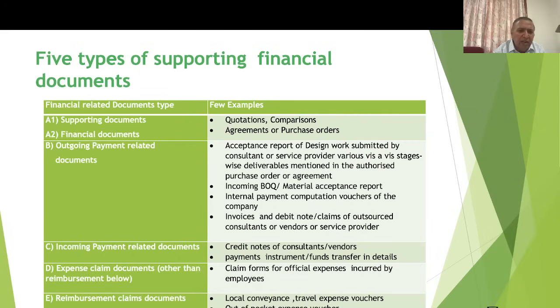Now, there can be at times even incoming payment related documents received by the designer. This can be credit notes of the consultants and vendors or payment instruments sometimes received from these people as refunds, etc. Expense claims documents. This is document type D, which I am talking about. This column has the claim forms for the official expenses incurred by the employees, the design team. Reimbursement claims documents. This is like local conveyance, travel expense vouchers, out-of-pocket expenses, etc. These are the supporting documents which must be validated and reviewed before approving the financial documents which I mentioned in the previous slide.